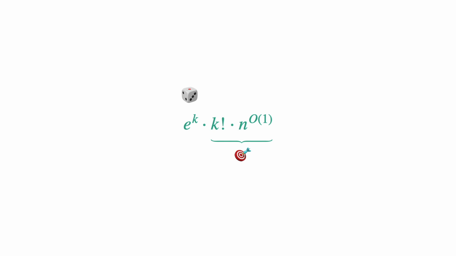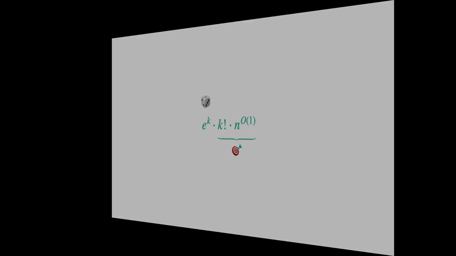The second component is the k factorial times poly n, which is the work that we needed to do to find a colorful path under the assumption that the good event actually panned out. Now, it is the second part that we can actually replace with a different approach, which is slightly more sophisticated and gives us a better running time.